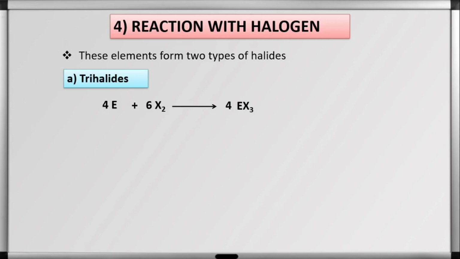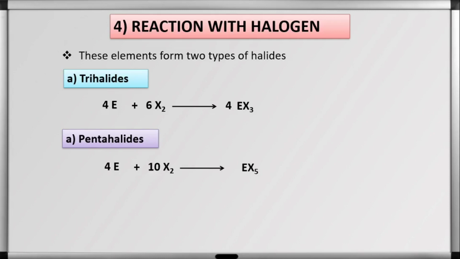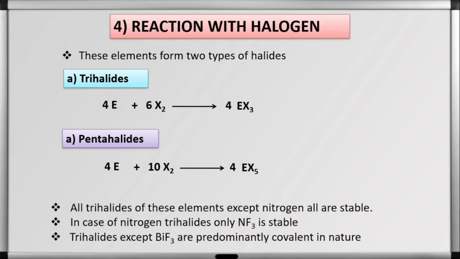This is the example we have taken. Now in the case of pentahalides, see, when 4 moles of element react with 10 moles of X2, we get 4 moles of EX5. So in this way we get the pentahalides. Here also we can take the example of phosphorus and chlorine. When 4 moles of phosphorus, or P4, react with 10 Cl2, we get 4 moles of PCl5. Remember, we get 4 moles of PCl5. So in this way we get phosphorus pentachloride.